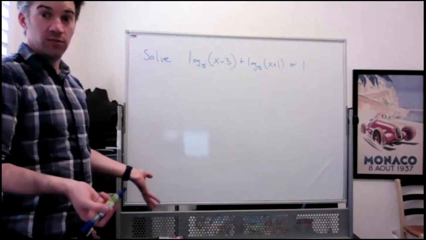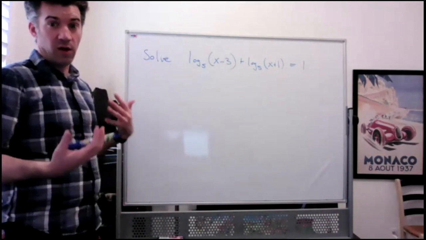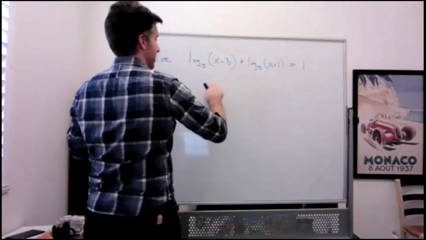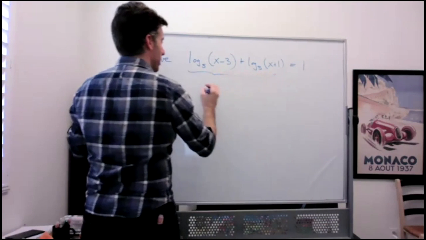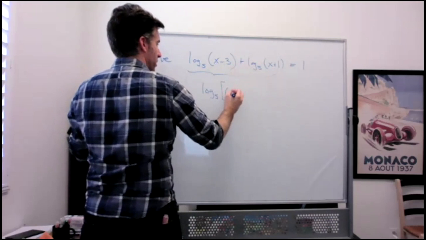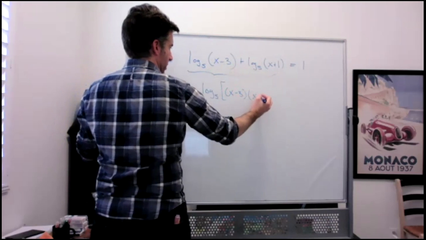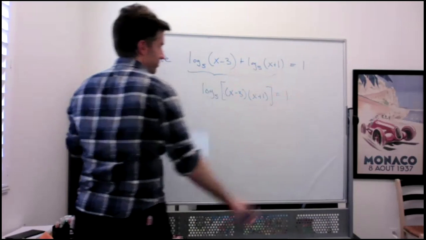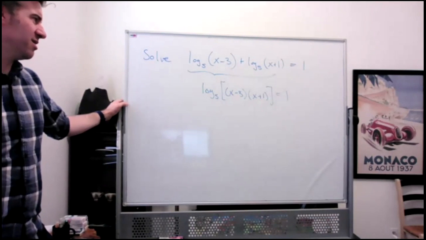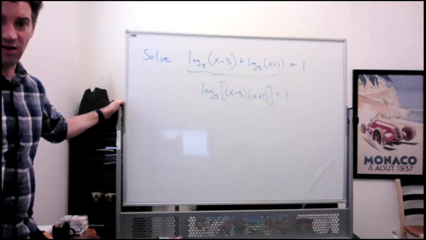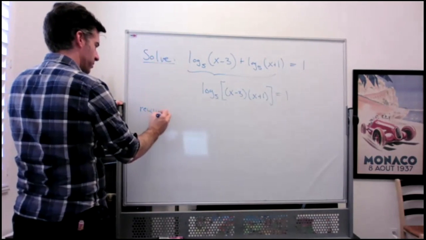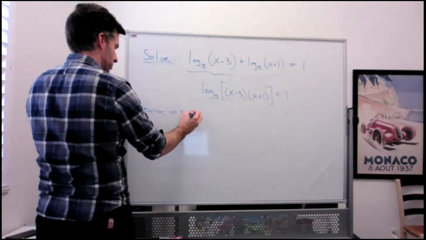And so here's what we're going to do. The first thing we're going to do is, if we have multiple logarithms added or subtracted together, we're going to combine those into one logarithm. So I'm going to take this left-hand side and rewrite this as the log base 5 of the product of x minus 3 and x plus 1. And here's the thing. I'm trying to solve this equation, but it's weird written as a logarithmic equation. So I'm going to rewrite it as an exponential equation.